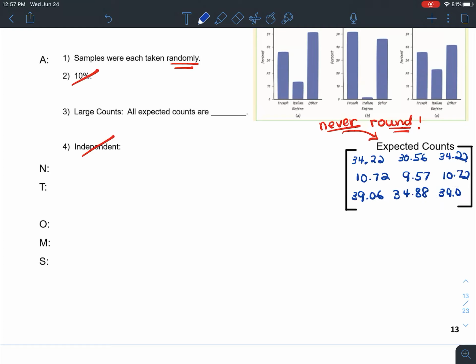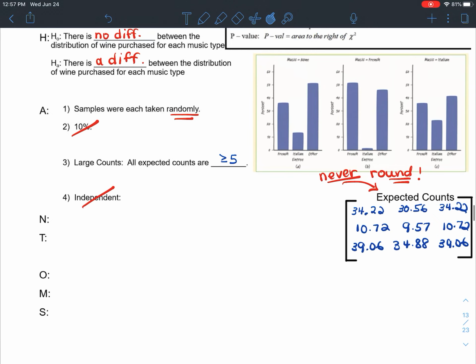That work does not have to be shown on your paper on the AP test, but these expected counts most definitely need to be shown. Okay, you can see the smallest expected count was 9.57 bottles of wine, so all the expected counts are greater than or equal to 5. That meets the large counts condition. I just had included here pictures of these distributions. This wasn't anything that the problem would have asked you to do here.